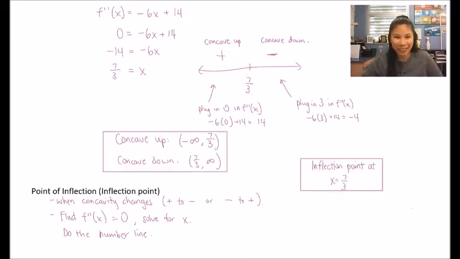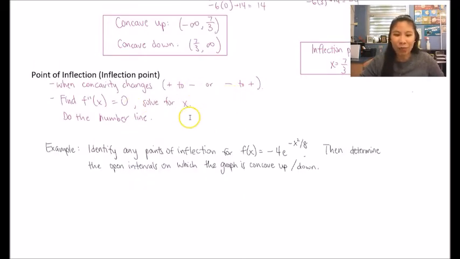So let's do another example. All right, this time we are going to do both things, identify points of inflection and find those intervals where the graph is concave up and down for the graph of f of x equals -4e to the -x²/8. So slightly more complicated of a function here, just so we can move away from the basic derivatives.